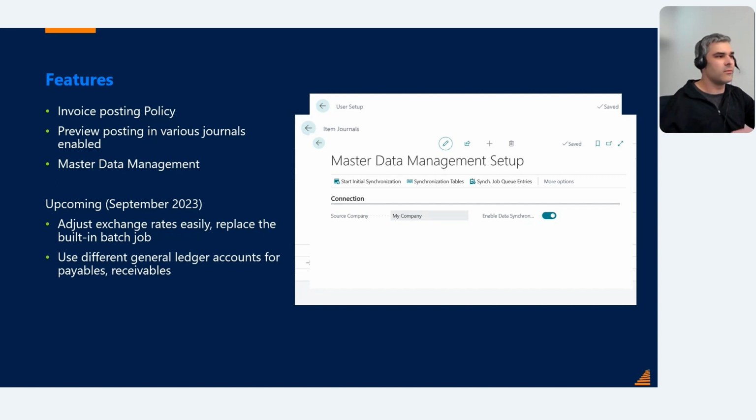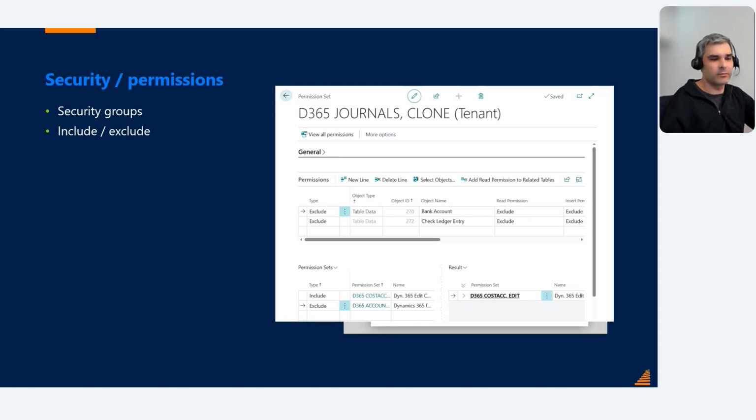And finally, also to be available somewhere in September is that you can set up an alternative information for posting payables and receivables. So if it's set up, then on some special occasions when it's needed, the user can decide and override the default posting routines.